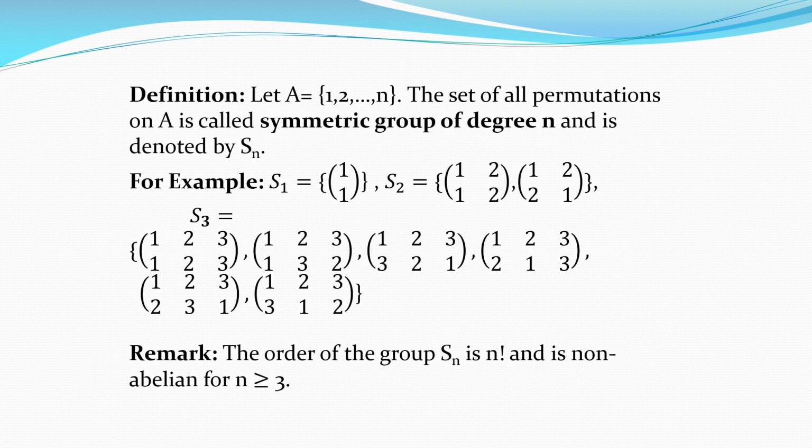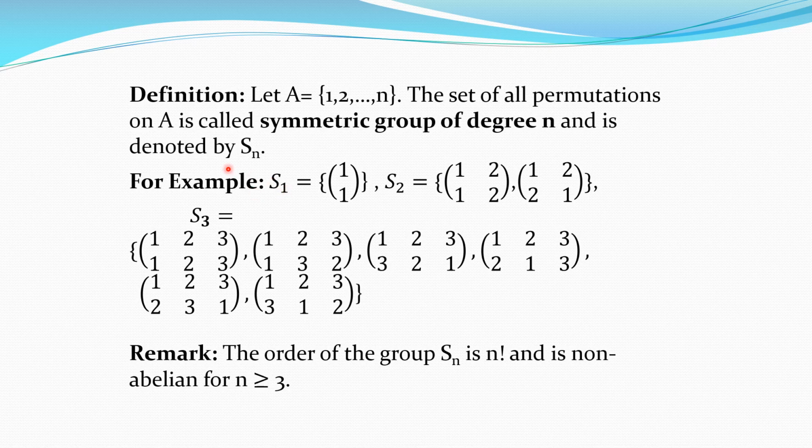Now, we define the symmetric group of degree n, denoted by Sn. If you consider A equal to {1, ..., n}, then there are many permutations that we can define on this set. The set of all such permutations on A is called the symmetric group of degree n, and it is denoted by Sn. In particular, if n is 1, then A contains only one element, so there is only one permutation, that is 1 goes to 1. So S1 contains only one element.